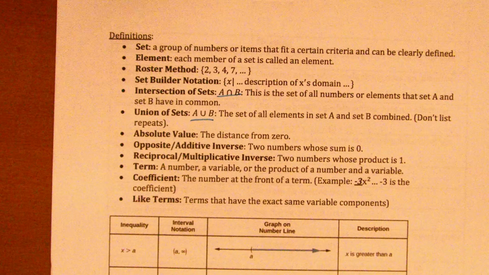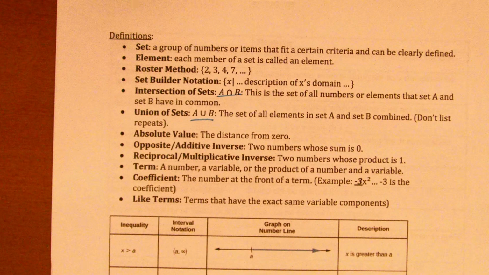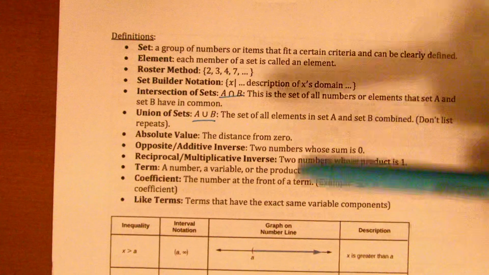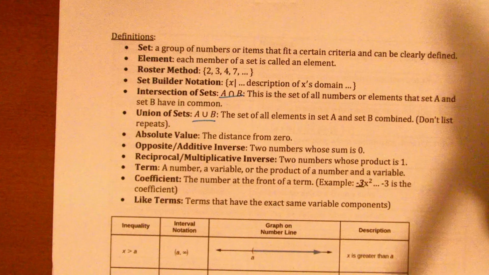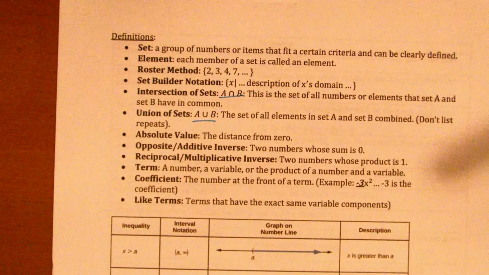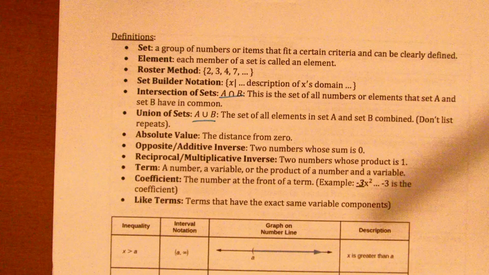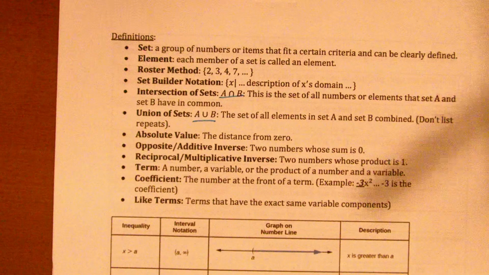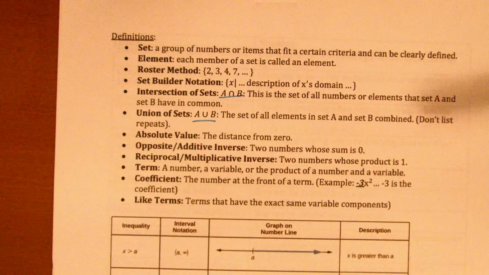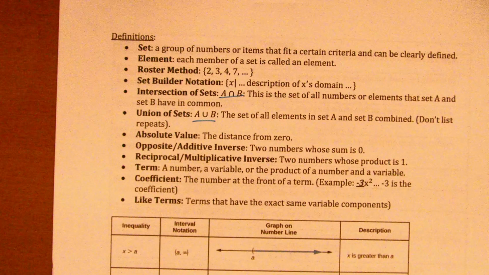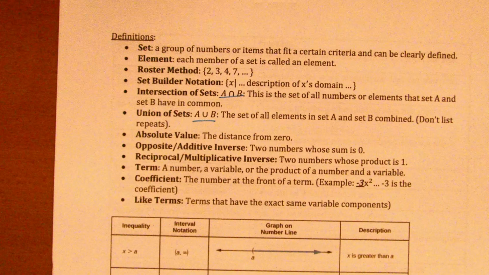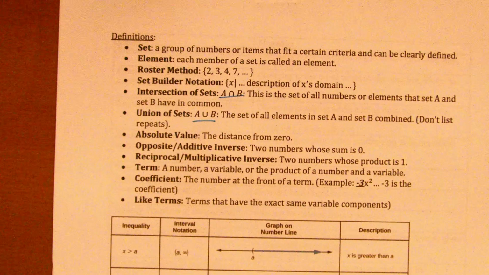So for example, if we were talking about the two examples I gave of people in a room, if I'm talking about all the people who are wearing red or all the people who have brown hair, then the intersection of sets would be all of the people who have brown hair and are wearing red. The union of those sets would be all the people who either have brown hair or are wearing red brought together.